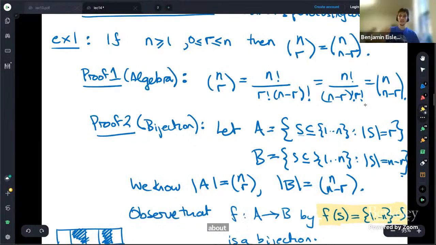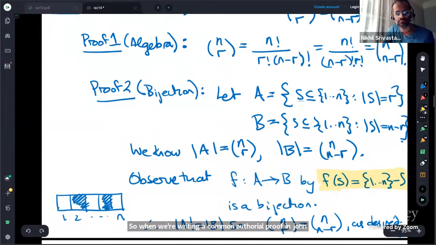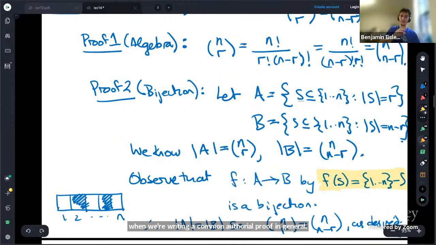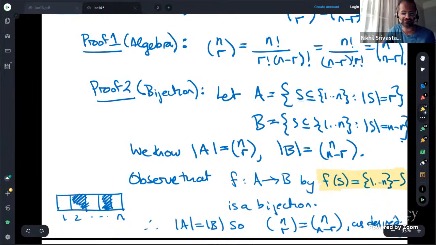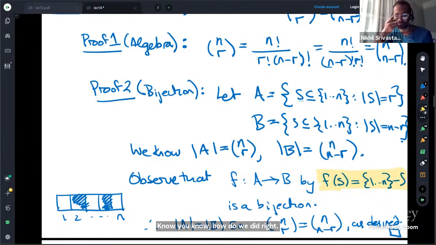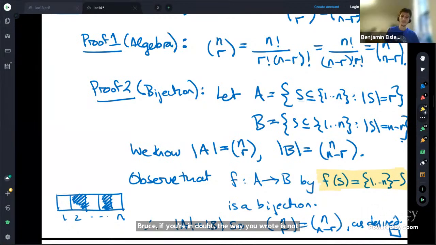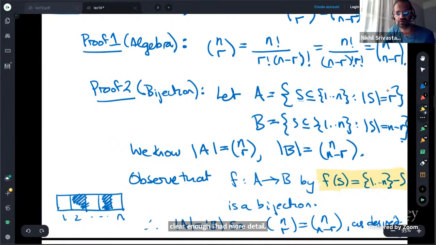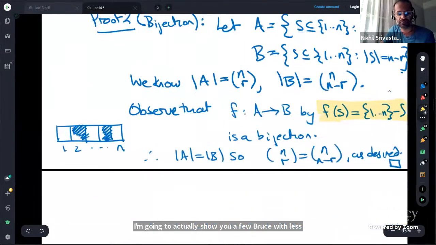How do we know, when we're writing a combinatorial proof in general, should we always explicitly describe the bijection and show that it's a bijection? No. How do we determine, right? So that's part of learning how to write proofs. If you're in doubt that what you wrote is not clear enough, add more detail. Awesome. Thank you. I'm going to actually show you a few proofs with less detail that are also acceptable in a moment. But it's a great question.